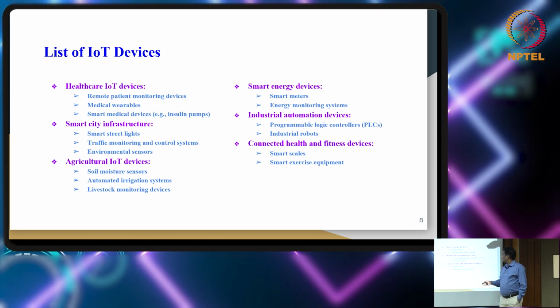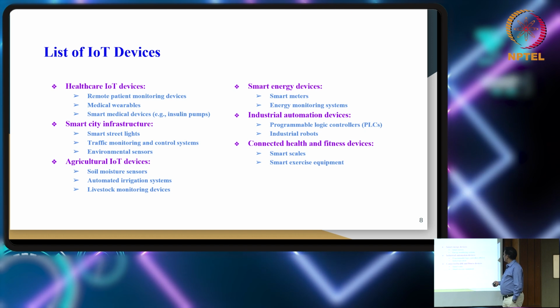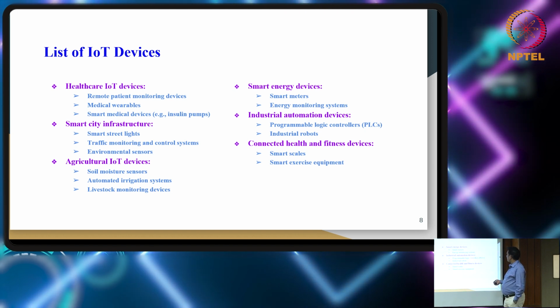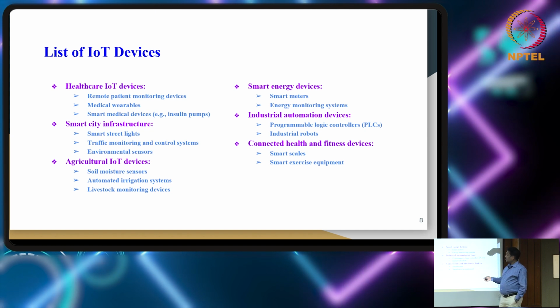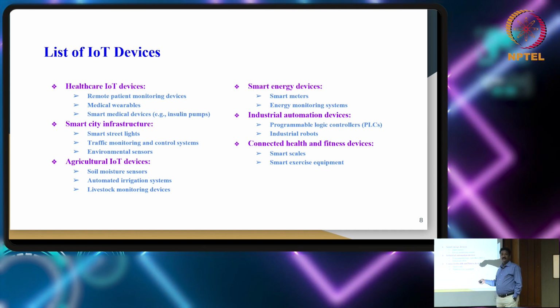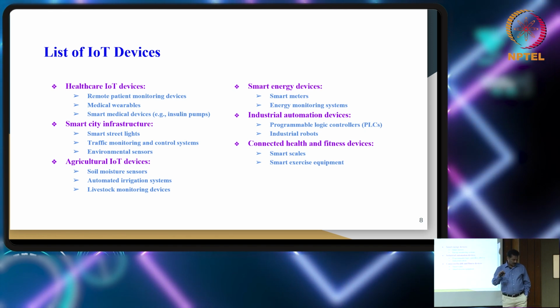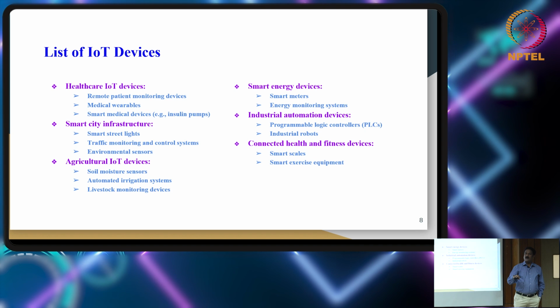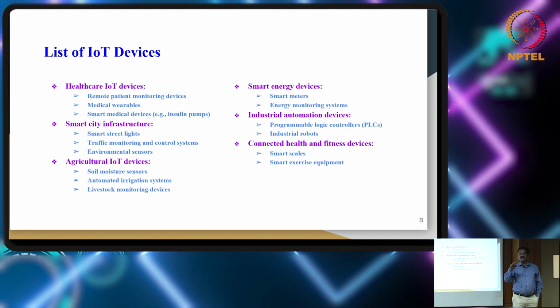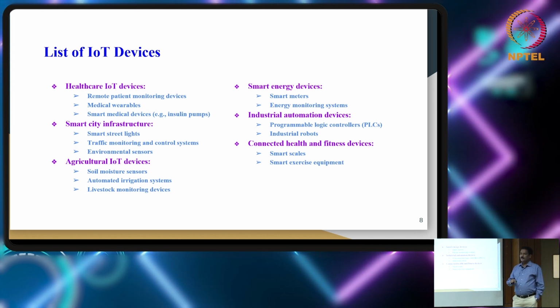Right. So these are industrial automation devices, what you call energy monitoring systems, industrial automation devices, programmable logic controllers. This is also very important. PLC. You heard about the word PLC, programmable logic controllers. Everything is programmed by some logic, and based on that, the chip will control, right?